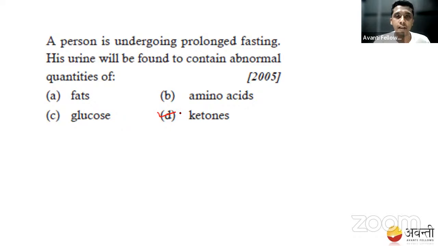Usually whenever a person is under prolonged fasting, the alternate form of energy utilized by our body is ketones, right? So the byproducts of these ketones will be eliminated in the urine. That happens only during fasting, right? Ketonuria is one of the clinical disorders for people who go through very prolonged fasting.